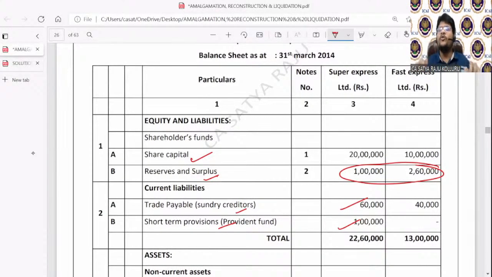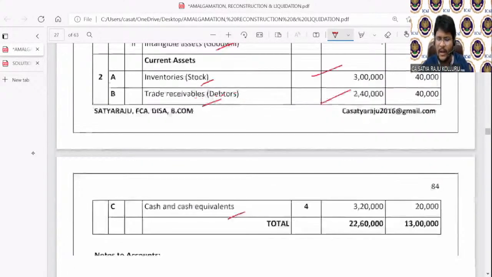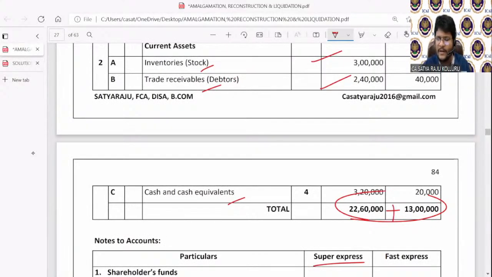Now you are issuing a certain number of equity shares, 30,000 equity shares, right? So 30,000 into 100, which is nothing but 30 lakhs. That is also a simple add up on share capital, but the shares are different. You are issuing the new company's shares. I mean, Superfast Express shares are being issued. That's why 30 lakhs is the share capital amount. Sir, what are the balance sheet totals? The balance sheet totals are 22 lakh 60,000 plus 13 lakhs. And coming to the assets, 22 lakh 60,000 plus 13 lakhs. There is no difference at all.